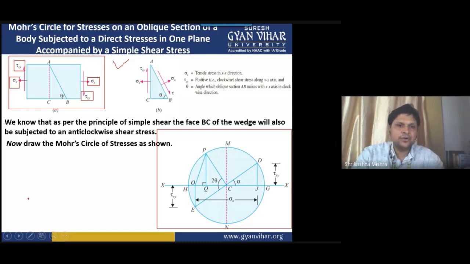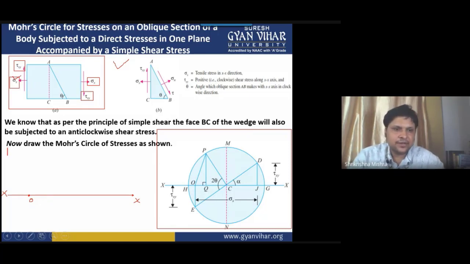As I have already told you, the steps for drawing the Mohr circle are: first we draw a horizontal line like this. This will represent the values of sigma xx. Then we take a point on it and name it as our origin point O. Then we take the value of sigma x, which is given in the numerical.